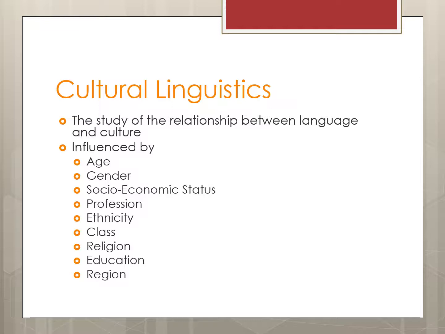We know that language and how we use it is influenced by things such as age, gender, socioeconomic status, profession, ethnicity, class, religion, education, and even region. If we think about the United States, for example, the various dialects that you can find around the country: a southern dialect, dialects in California, dialects on the eastern seaboard, many different ways in which region affects language.